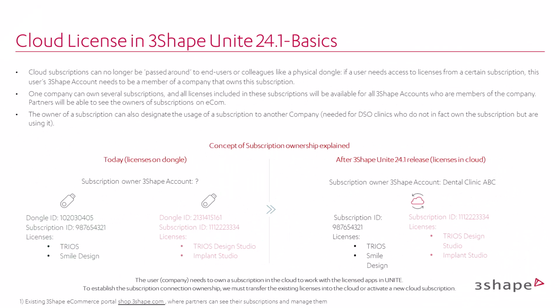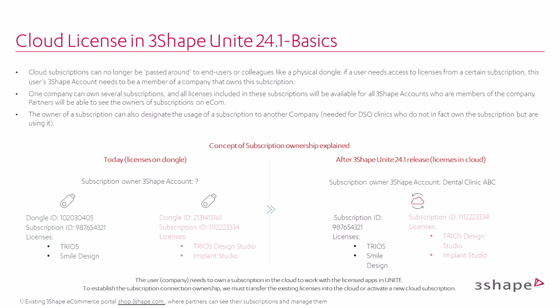In 3Shape Unite 24.1, cloud subscriptions cannot be transferred between end users or devices like with physical dongles. Instead, a user needs to be a member of a company that owns the subscription to access its licenses. A single company can own multiple subscriptions, with all licenses from these subscriptions available to members of that company. Partners can view subscription ownership on the e-commerce portal. Subscription owners can designate usage rights to another company, which is useful for DSO clinics that utilize subscriptions they don't own.